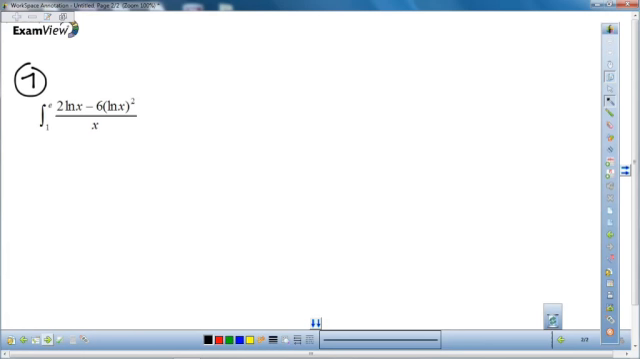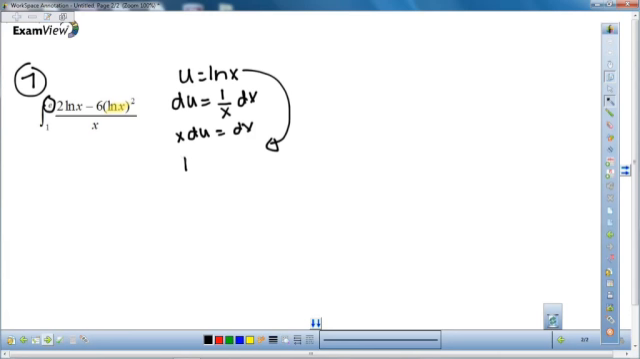For number 7, I'm going to do u substitution. A little bit different. I'm going to let u be ln of x. So du is going to be 1 over x dx, and x du is equal to dx. So I'm also going to do my change of variables. So when x is e, substituted in my u, I get 1. So my upper limit becomes 1. When x is 1, I have 0.